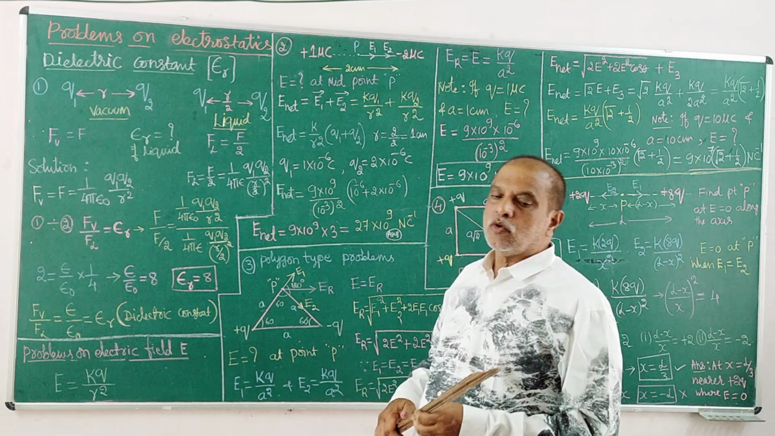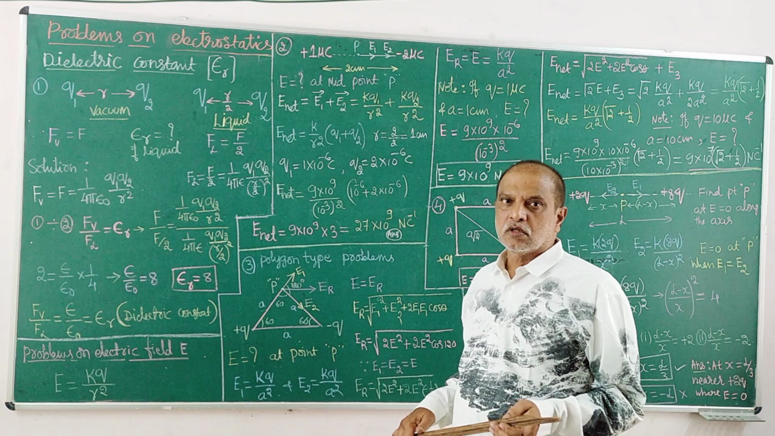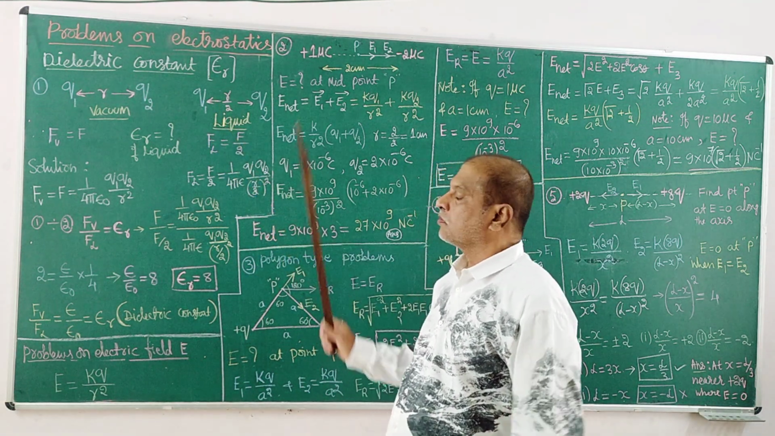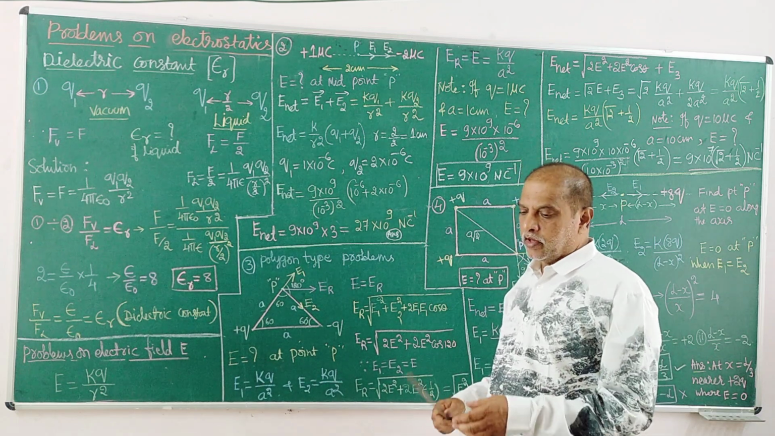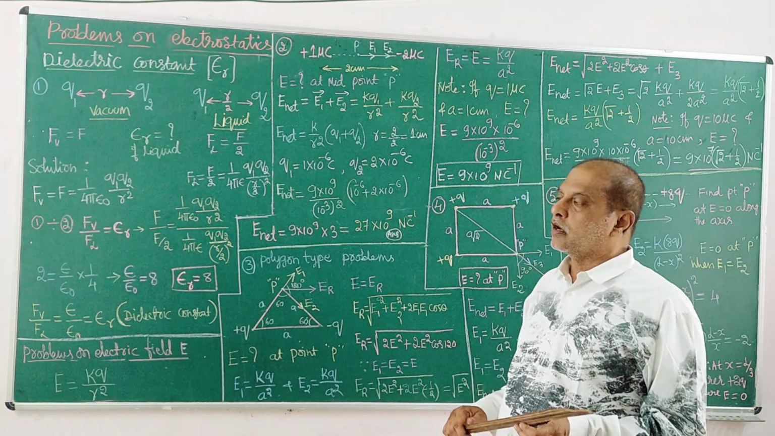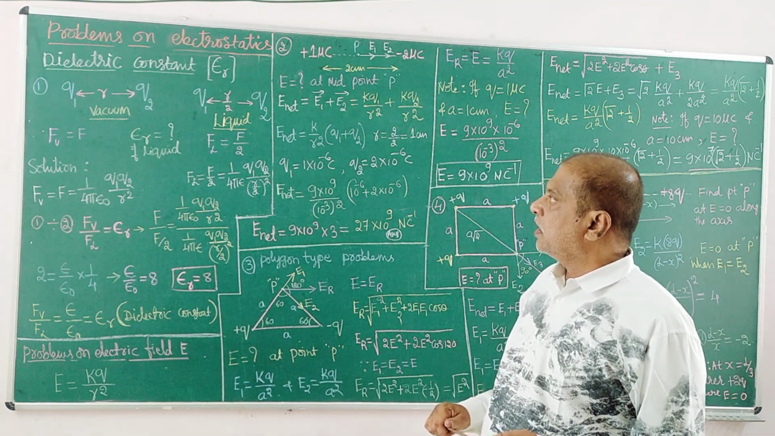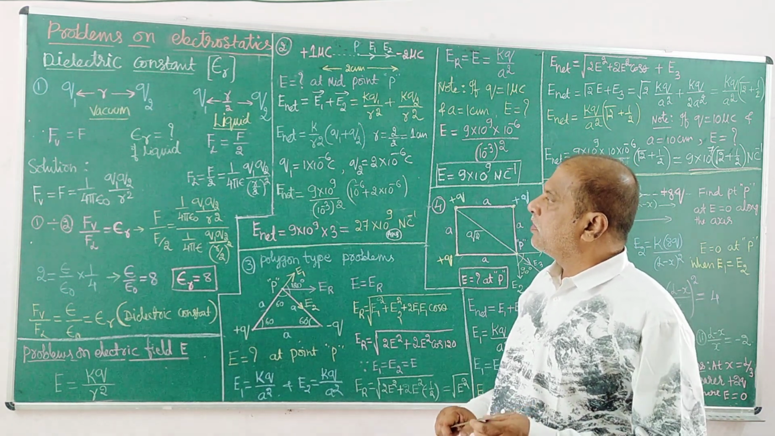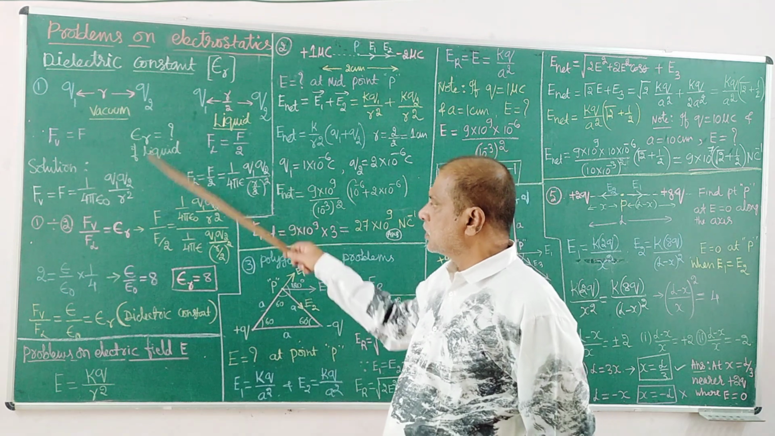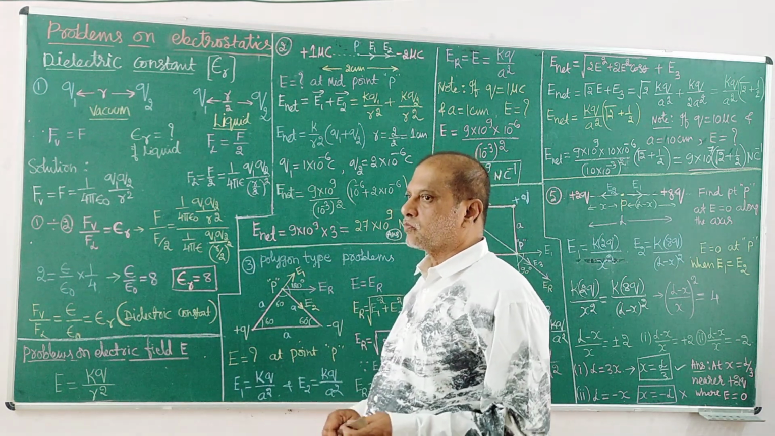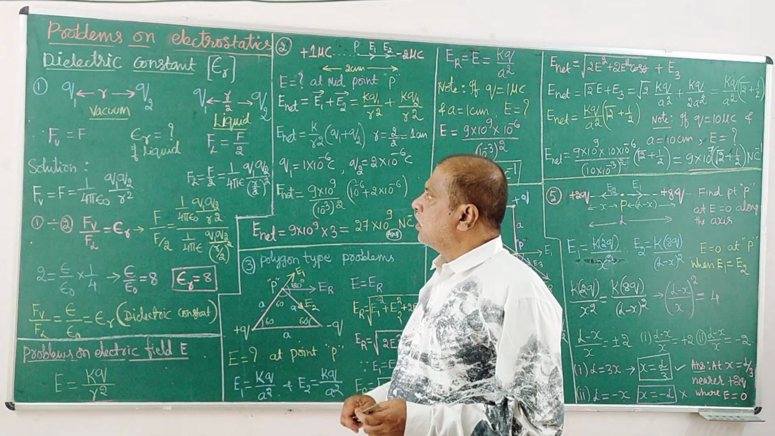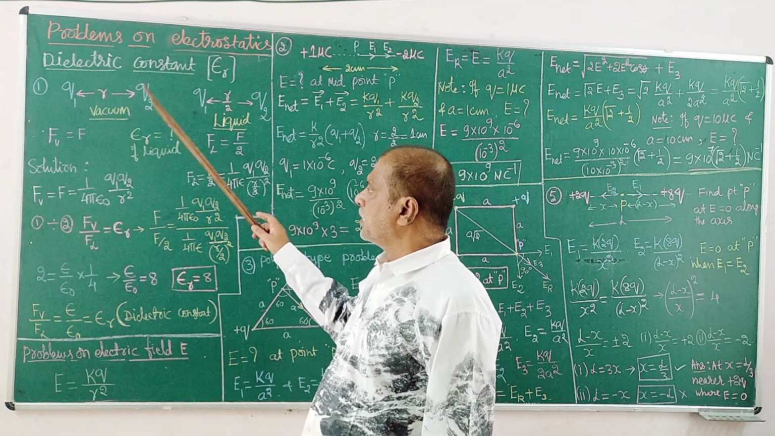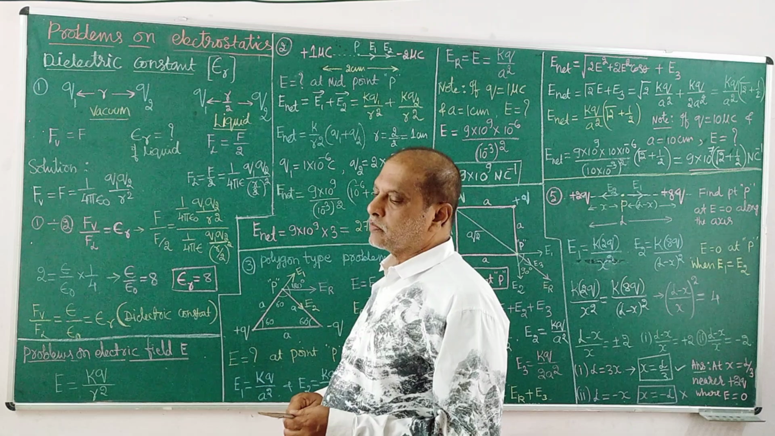The magnitude of reduction in force refers to the dielectric constant of the material. We need to calculate the dielectric constant of a material. How we can calculate that is a problem based on it. Now there are two charges in the space, Q1 and Q2, the magnitudes. The problem I am reading.